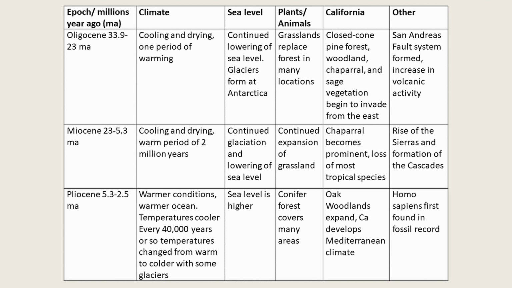In the Pliocene, so we're up to 2.5 million years ago, warmer conditions, warmer ocean. Temperatures cooler every 40,000 years or so. So you see these cycles of warm, cooler, warm, cooler. Sea level is higher. Conifer forest is now covering a lot of places. And oak woodlands begin to expand into California. California, at this point, begins to develop its Mediterranean climate, which is quite rare in the world. And perhaps most importantly, we find the first fossils of our species, Homo sapiens.